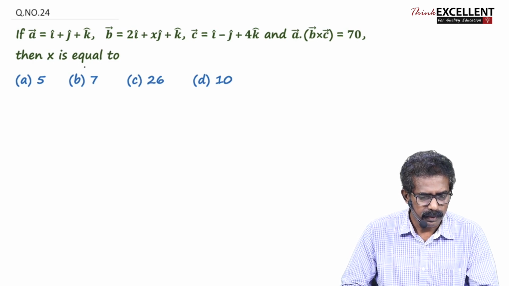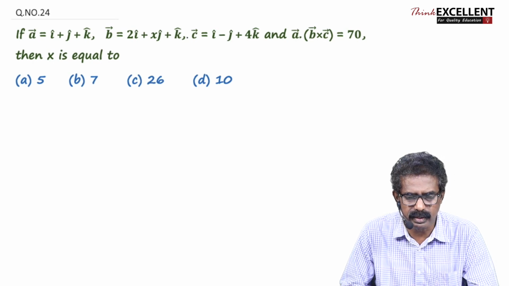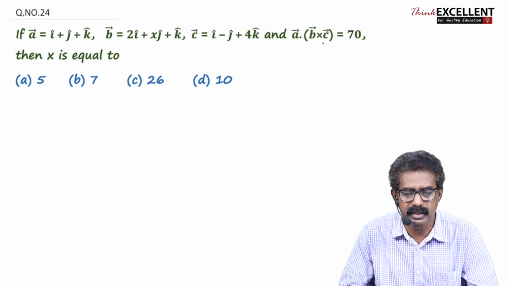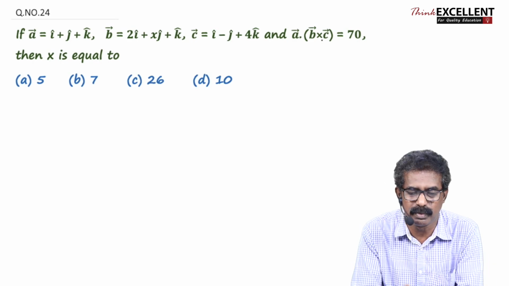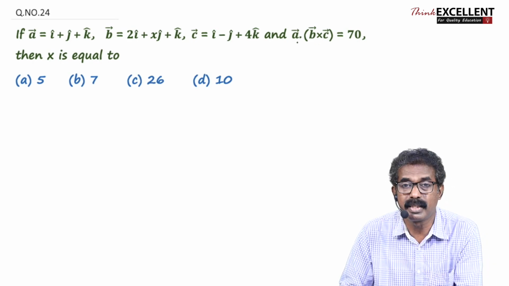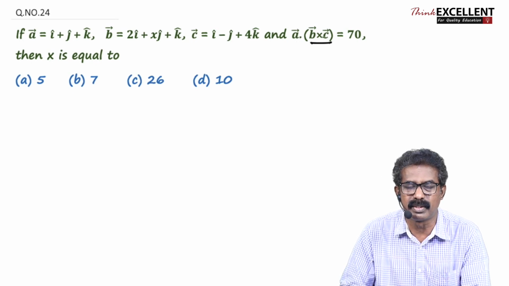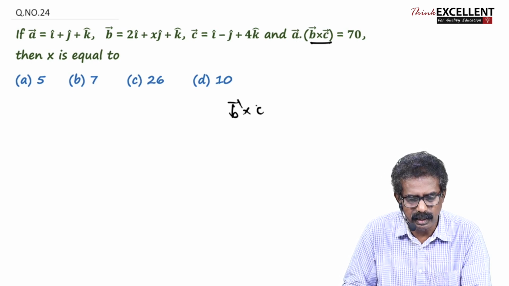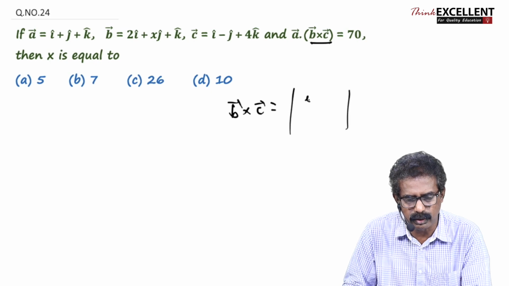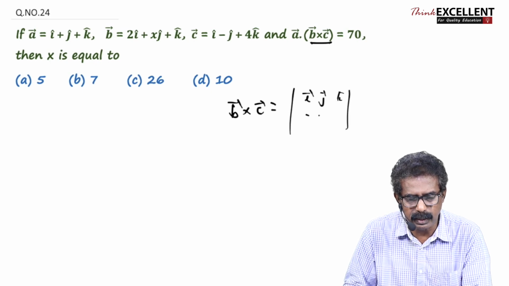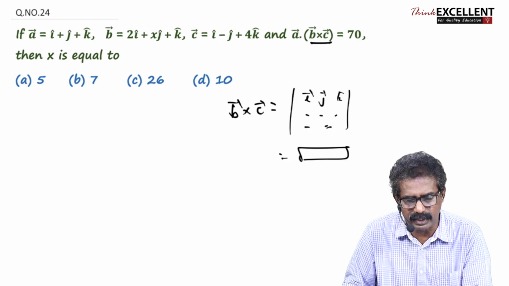Sum number 24, A vector, B vector, C vector are given. A dot B cross C is 70. Please listen here. I am going to teach in a simple way also. So you know how to find A dot B cross C. You find B cross C first. How can you find B cross C? Determinant: first row you write I, J, K, then B coefficient, C coefficient, expand it, you will get a vector, that is B cross C.